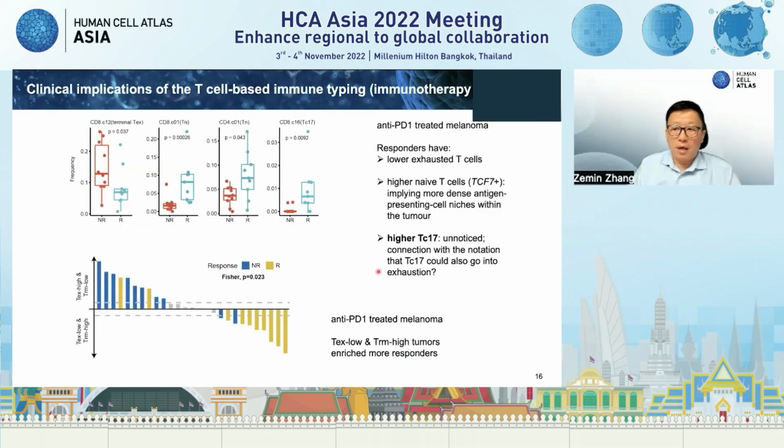So then we ask the question, if you take this classification, would it correlate with responses to immunotherapy? And it seems like there is a trend that they would correlate. There's not a whole lot of data for those, but if you take those melanoma samples treated with anti-PD-1, it seems like the responders tend to fall into this category where you have lower exhausted T cells and high TRM groups of cells.